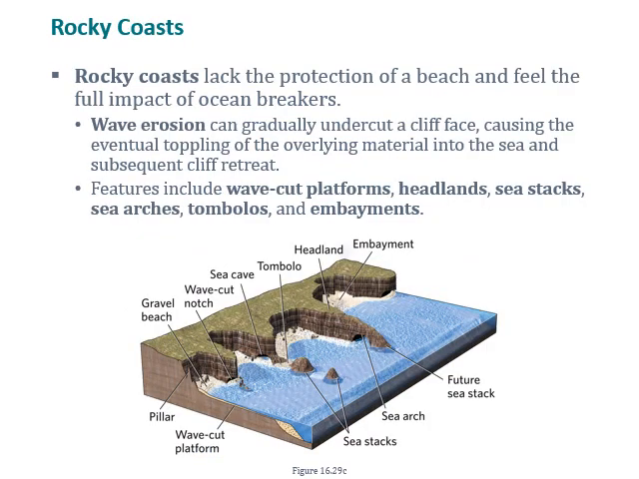We'll discuss a few more coastlines here. So here are rocky coasts. These lack the protection of beaches and feel the full impact of ocean breakers. Wave erosion can gradually undercut cliff faces, causing eventual toppling of overlying material into the sea and subsequent cliff retreat. Features include wave-cut platforms, headlands, sea stacks, sea arches, tombolos, and embayments. All of these are formed from erosion, and are at different stages of eroding a particular rock face.